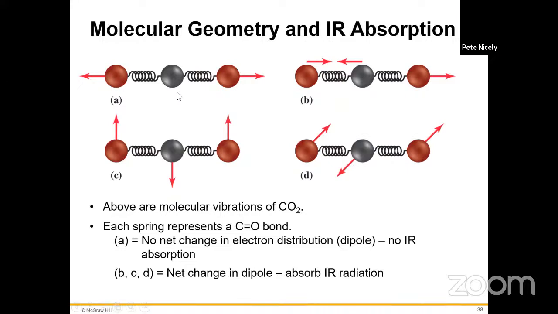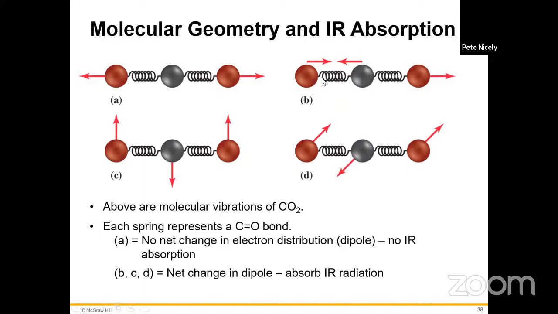So in this case here, carbon in the middle, two oxygens, right? And basically what is happening here is that you have the two atoms, the oxygens at the end, going back and forth like this, right? Basically, in that particular situation, there'll be no change in the electron distribution, right? So therefore, as a result, there'll be no IR absorption occurring, all right?